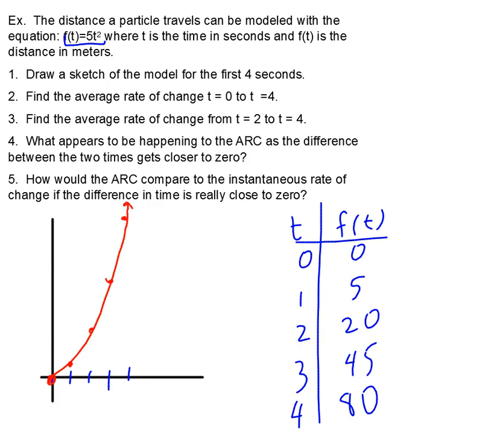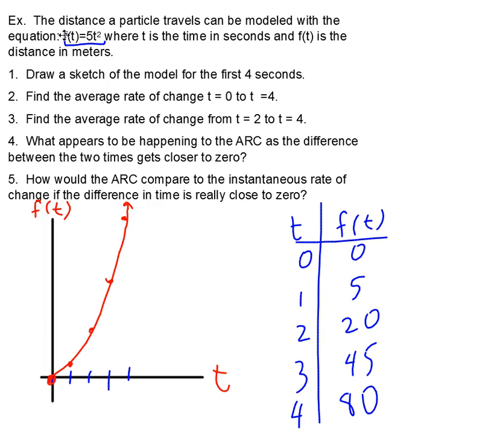Now again, I don't need the left side because this is talking about time as my independent variable and my distance as my dependent variable. Okay, so this is the graph of the distance that this particle travels over time, right? Now if I want to find the average rate of change, what I'm trying to find is basically how fast this particle is traveling over a period of time.